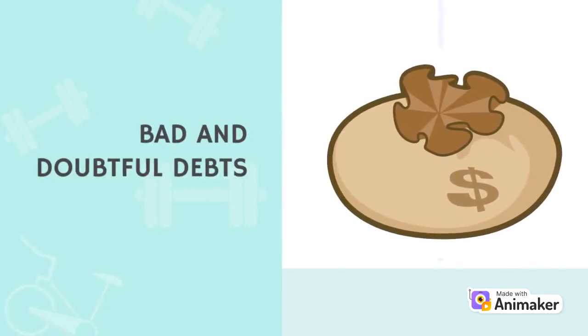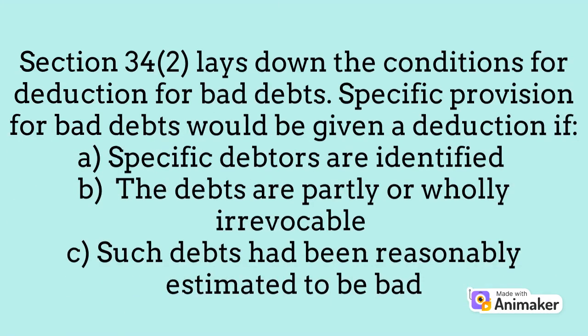Bad and doubtful debts. Section 34(2) lays down the conditions for deduction for bad debts. A specific provision for bad debts would be given a deduction if a. Specific debtors are identified, b. The debts are partly or wholly irrecoverable, c. Such debts had been reasonably estimated to be bad.